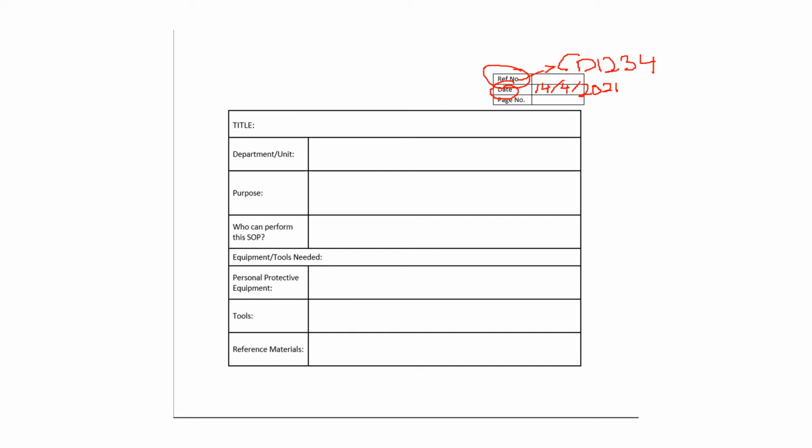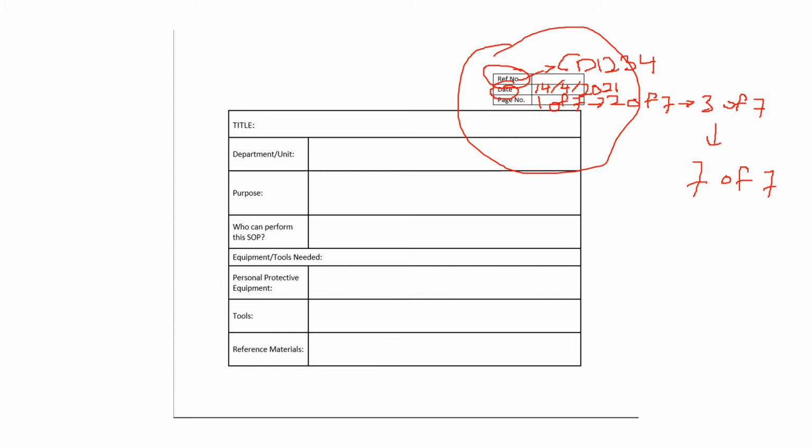For the page number here, let's say your SOP consists of 7 pages and this is the first page, so you can write 1 of 7. When you go to the next page, it's going to be 2 of 7. When you go to the following page, it's going to be 3 of 7 until you have reached the final page, which is 7 of 7. So that is how you're supposed to write the information on the right hand corner of the template over here.